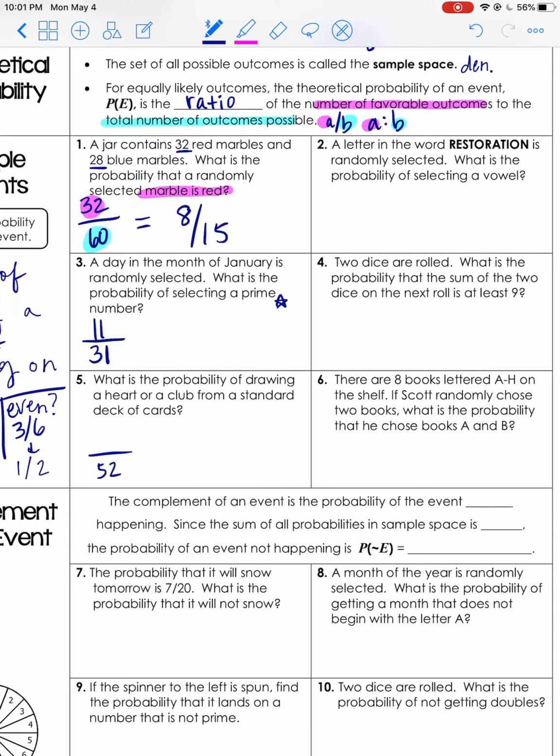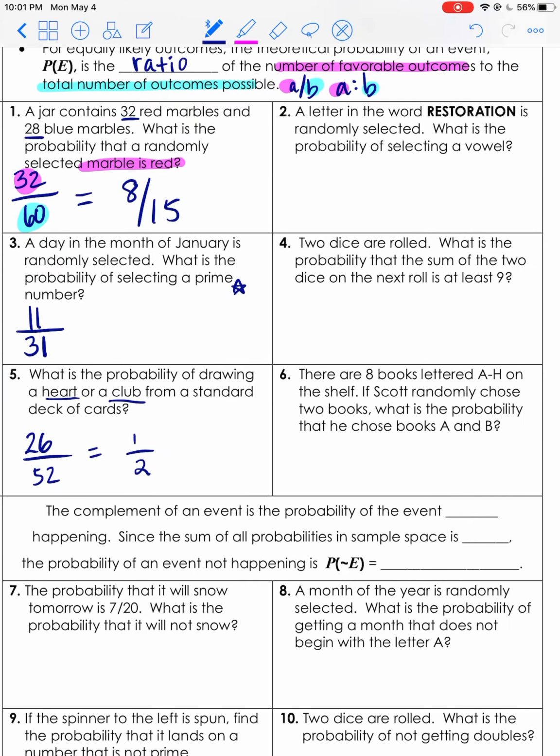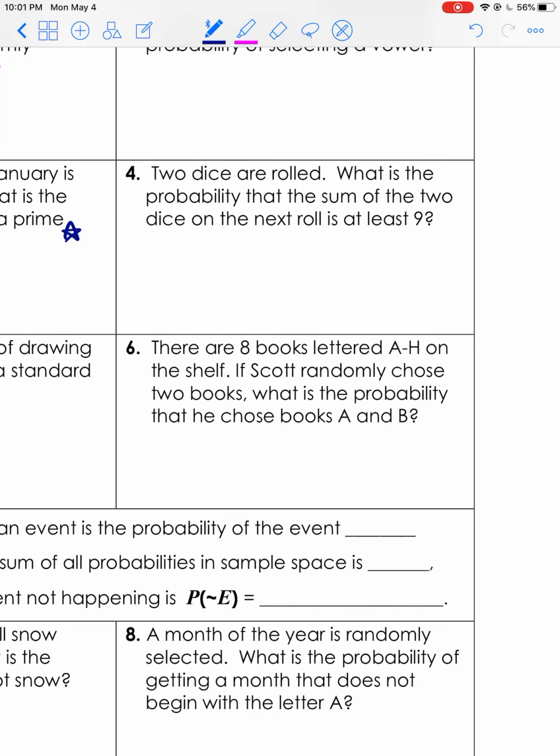There's 13 hearts, 13 clubs, 13 spades, etc. So when we have the probability of a heart or a club, that's 13 plus 13, which is 26. Of course, if you just knew that, that's 1/2 because there are 4 types of cards and this is 2 of them, you could have done it that way, right? 1/2. Number 6 is a fun one. It says there are 8 books lettered A through H on the shelf. If Scott randomly chose 2 books, what is the probability that he chose A and B?